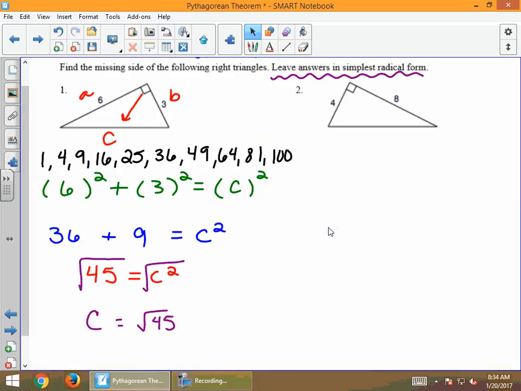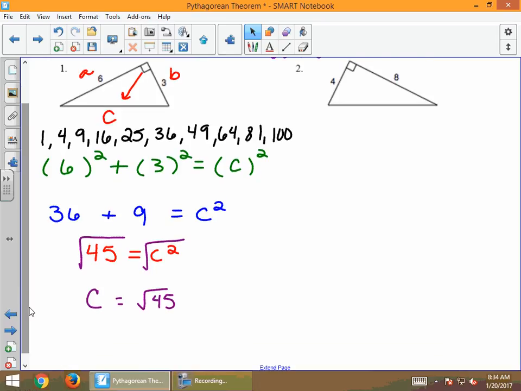Okay? So when you simplify, you have to find the largest perfect square that can go into 45. What I like to do is start with the one just under 45, which is 36. 36 cannot divide into 45. That doesn't work. So try 25. 25 does not divide into 45. Try the next one. If you do 45 divided by 16 in your calculator, it doesn't work. Okay? So try the next one.